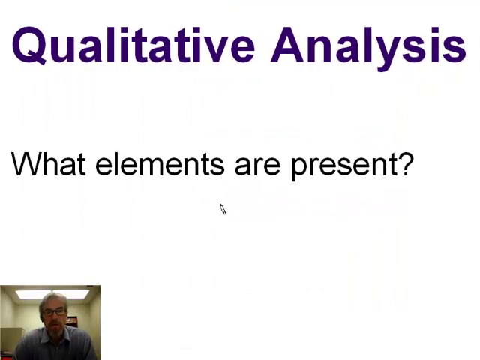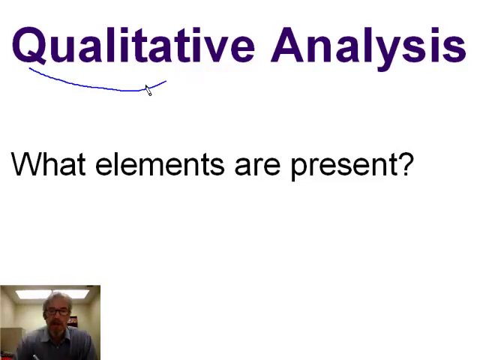Today we're going to talk about chemical analysis. There are two kinds of chemical analysis that are useful. One is called qualitative analysis, and in qualitative analysis you're just trying to determine the qualities of a substance. That's kind of where the word part comes from. What elements are present is the question that you're asking when you're doing qualitative analysis. You're just trying to find out what's there.